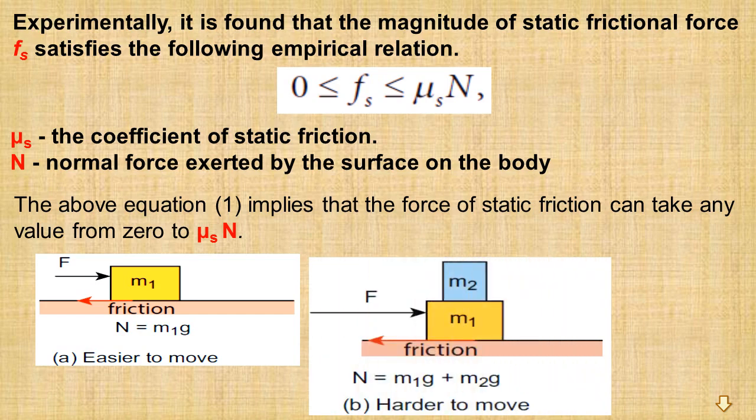Here it is harder to move because there are two masses, m1 and m2. The force is not sufficient to move against the frictional force. Here N1 is equal to m1 into g plus m2 into g. That's why it's harder to move.